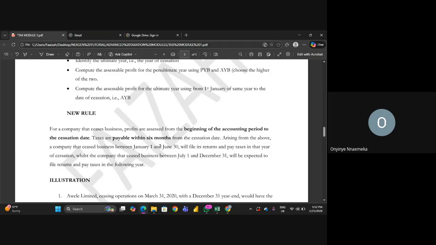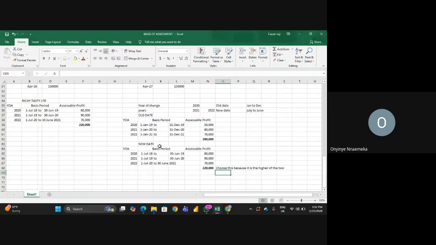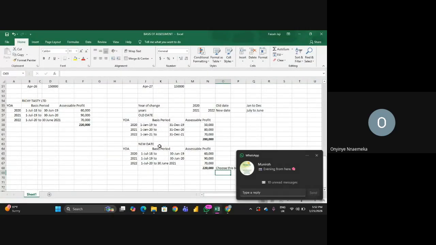So that is why any company that sits between January to June would pay their company income tax in that same year, because their 6 months will lapse in that year. But any business that ends from July to December will pay their tax in the following year, because their 6 months will lapse in the following year and not that particular year again. Please, I don't know if you are following. Yes, let me cite an example using the Excel sheet, right?